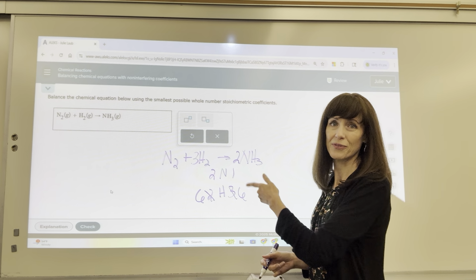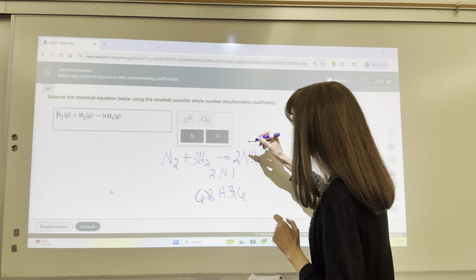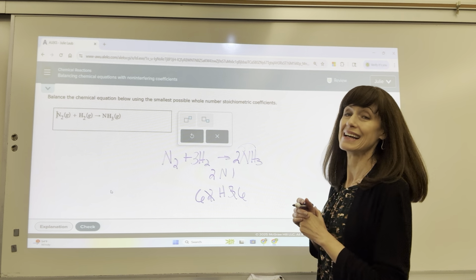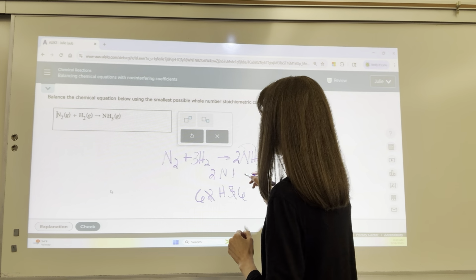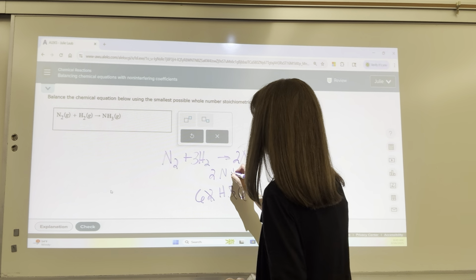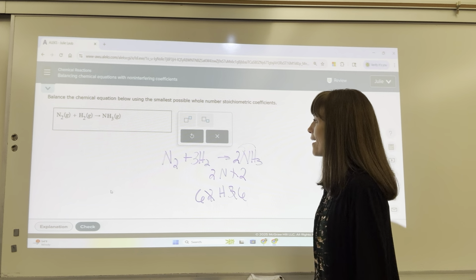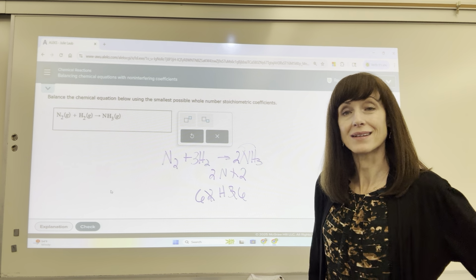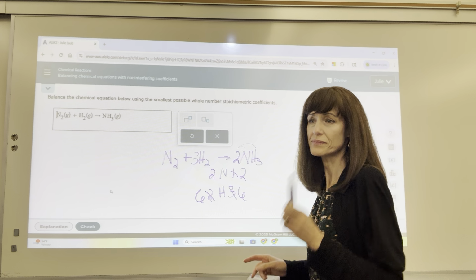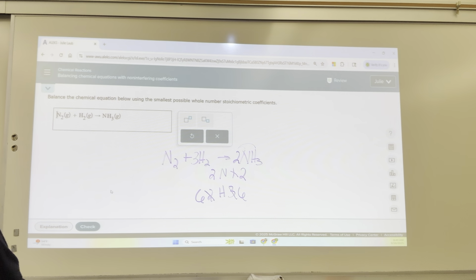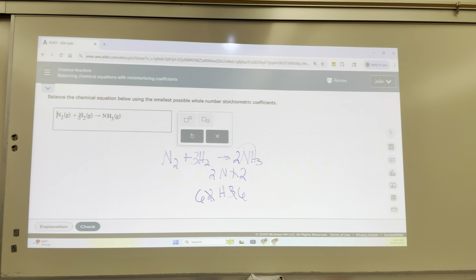Now remember that coefficient distributes to the whole compound. So that 2 distributes to the nitrogen and the hydrogen. I go 2 times 1, it's understood to be 1 nitrogen, gives me 2 nitrogen. And look at that, we are balanced. 2 nitrogen, 6 hydrogen, 6 hydrogen. Now typing it in, because the nitrogen's a 1, you leave that blank. It's understood to be a 1. I'm going to type in the 3 for the hydrogen, the 2 for the ammonia, and we will check it.